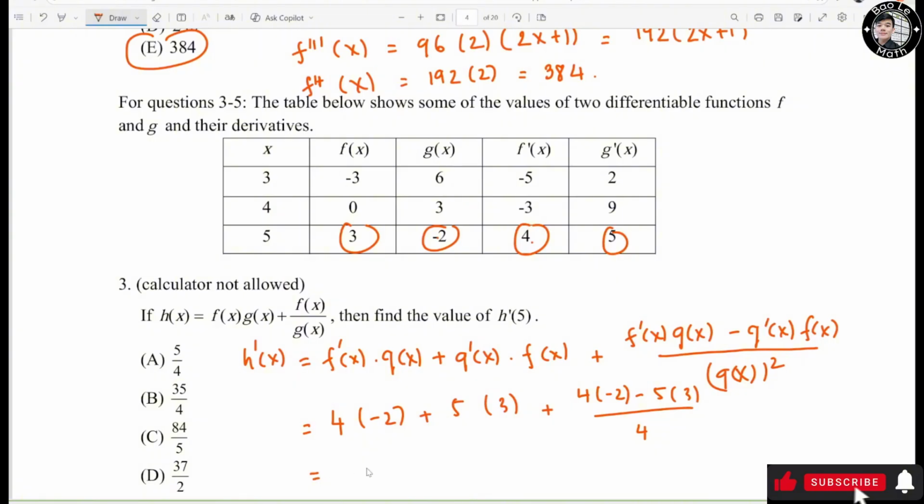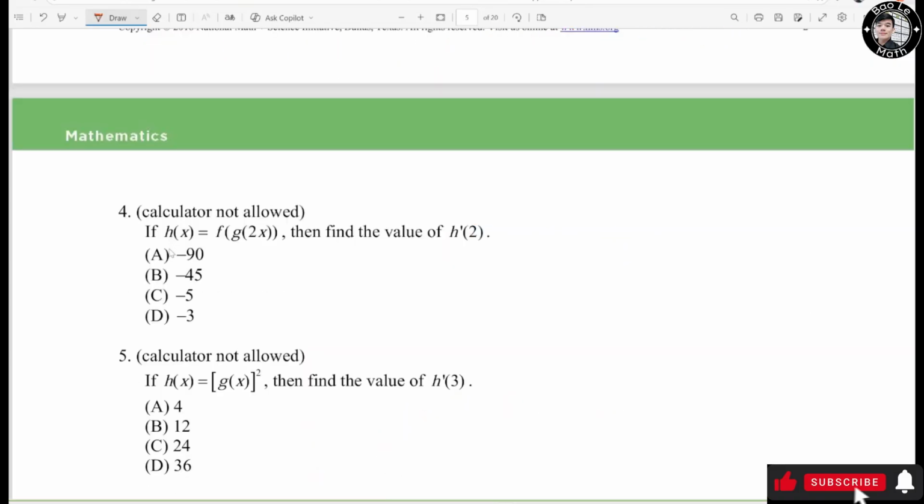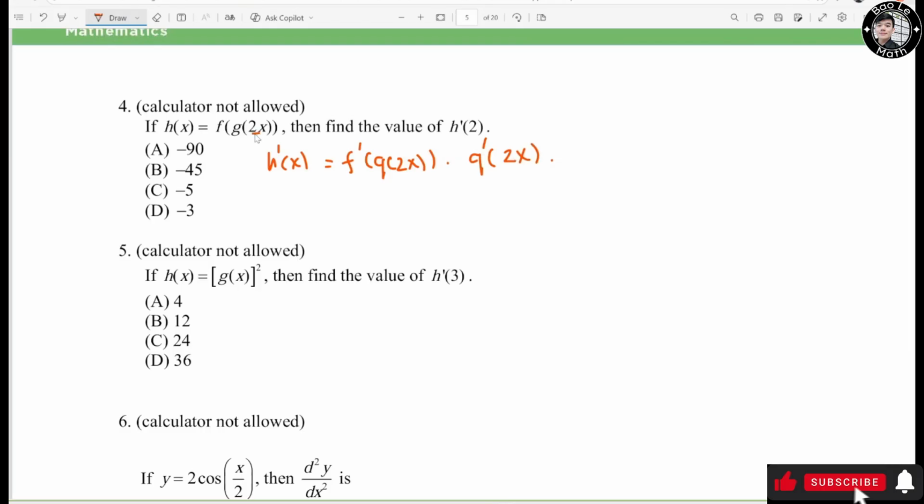Now we're going to simplify this one. It's actually 5 over 4. The answer must be A. Now question 4. If h of s equals f of g of 2s, then find the value of h prime of 2, right? So we're going to use the chain rule, right? So h prime of s equals f prime of g of 2s times g prime of 2s times derivative of the one inside here, 2, right?